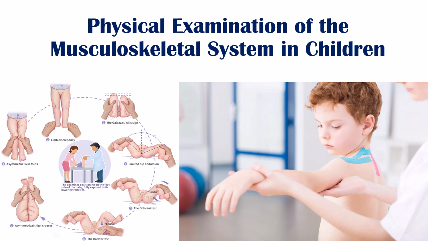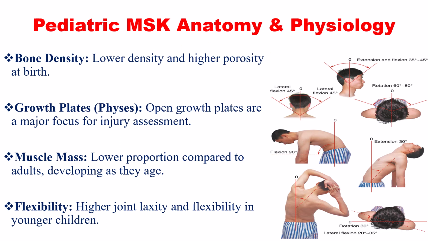Physical examination of the musculoskeletal system in children. A pediatric physical examination of the musculoskeletal system requires a unique approach because children's bones and muscles are constantly growing and developing. So our objective is to understand the unique anatomical differences in the pediatric musculoskeletal system, to master the look, feel, and move approach, and learn the pediatric gait, arm, leg, and spine screening tool, and identifying common pediatric musculoskeletal abnormalities. Let us see the anatomical and physiological differences between the pediatric musculoskeletal system and adult.